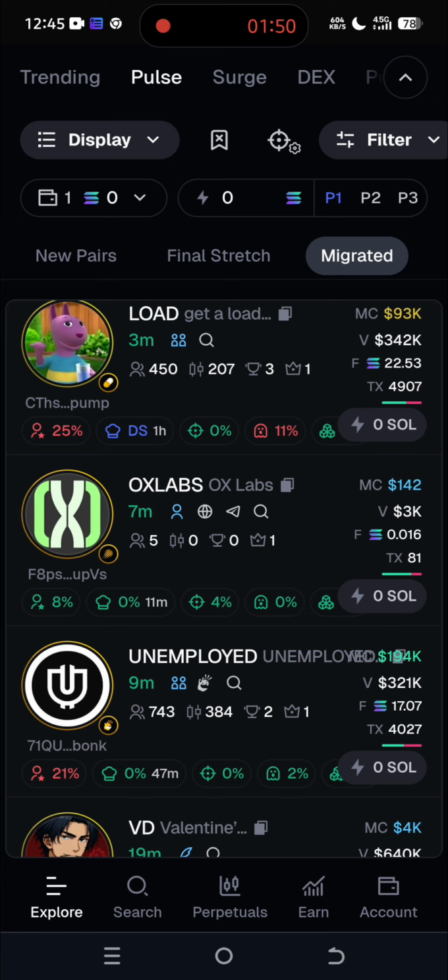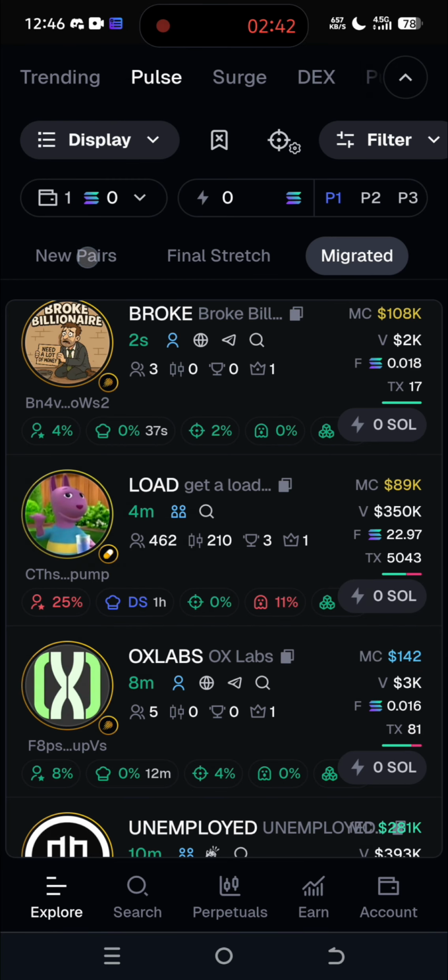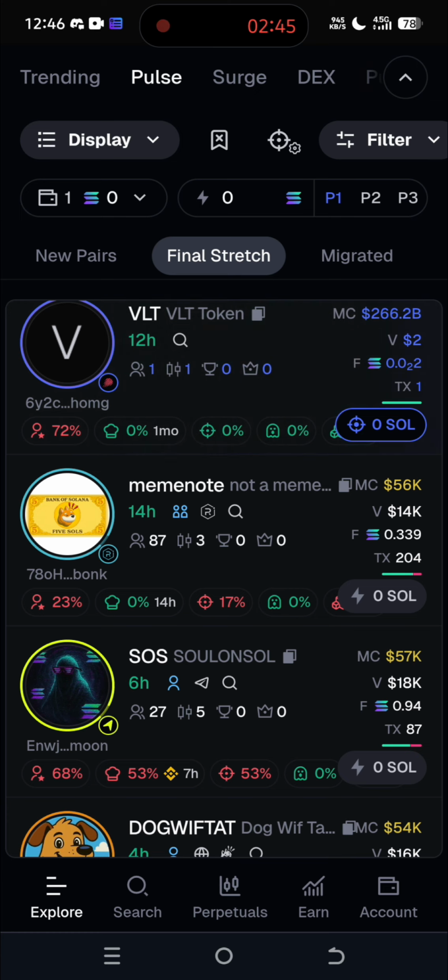Migrated tokens are tokens that have left the platform. Let's enter the filter, because we have Pump, Believe, Moonshot, Bonk, Jupiter Studio, Moonit, Bump, Launch Lab, and Dynamic BC. These are platforms that allow you to create tokens for free. You're not paying any money to create, you're only paying gas fees. New pairs and finance stress are still in those platforms. They have not left those platforms.